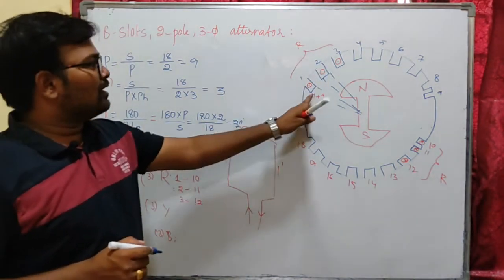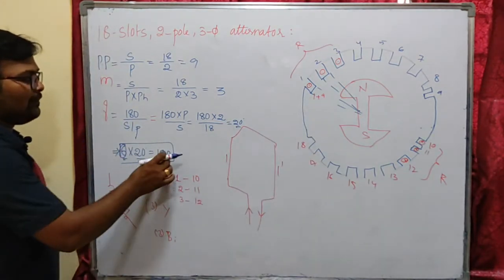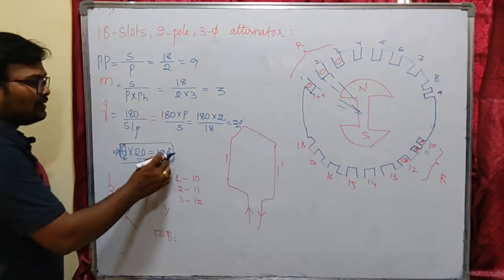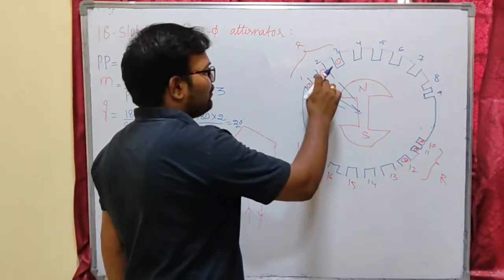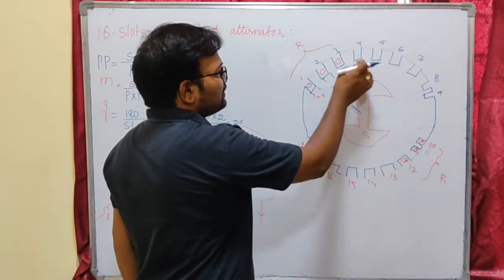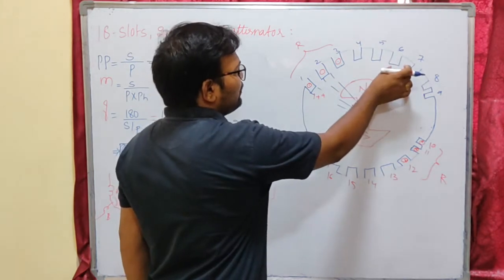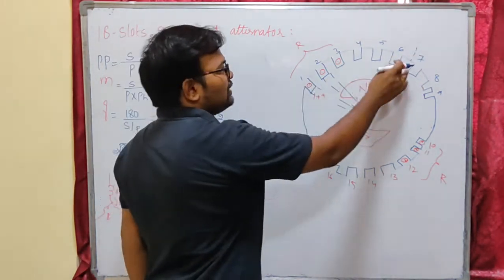So after the first slot, I have to keep the Y phase after 6 slots, that will keep our Y phase from R phase with 120 degrees displacement. I hope you understand. So each coil slot is having 20 degrees. Okay, this is my 20, 20, 20, this is 60, 80, 100 and 120. Up to this, 120 degrees placement has happened. Okay, from 1 to 6 it is 120 degrees.